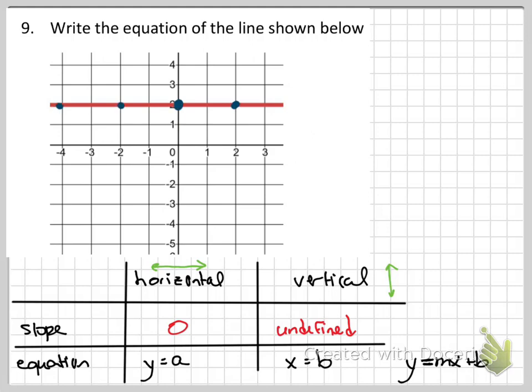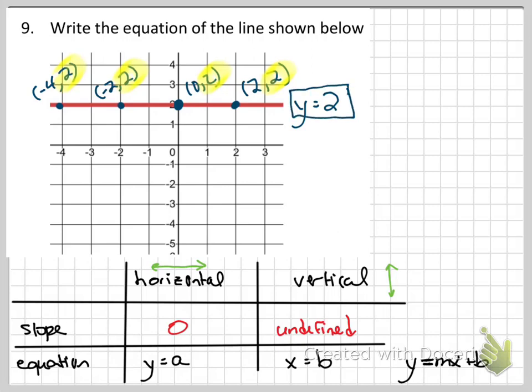Okay? So if I do that, let's label these ordered pairs. This is the point -4, 2. This is the point -2, 2. This is the point 0, 2. And this is the point 2, 2. So if I stare at that, what pattern do you see emerging here? The pattern that we see is that the y values are constant. The x values can be anything that they want to be, but the y values are always the same. Therefore, that leads us to the conclusion that y equals 2 is the equation of this line.